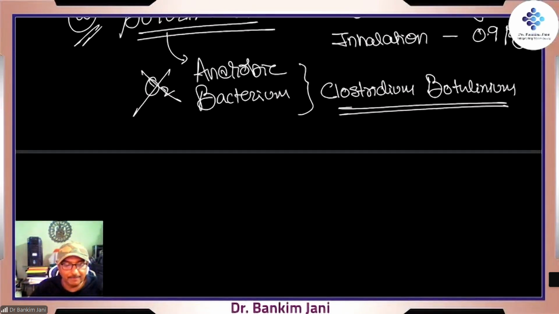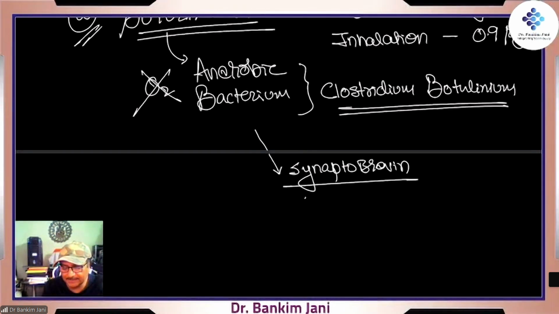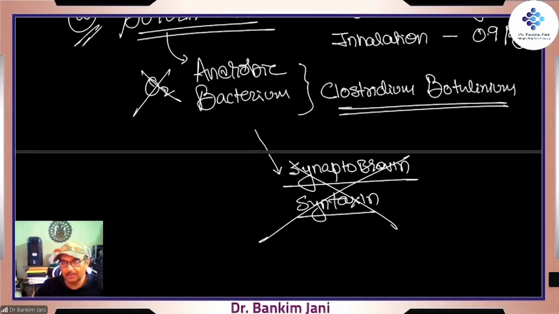This Clostridium acts on SNARE proteins, that is synaptobrevin and syntaxin. What if those proteins are broken, gone? Now see, everything else is fine. The vesicles have got acetylcholine, the receptors are ready, and when acetylcholine is released, we contract.